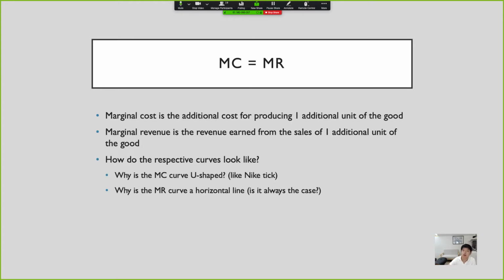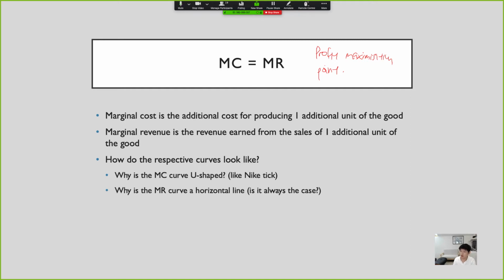Okay, what is the next approach? The next approach is what we call the marginal cost, marginal revenue approach. In econs, we often use this one, we call this the profit maximization point. If we produce where MC is equal to MR, it is the point where we are able to maximize our profits. Before we go on to talk about this profit maximization point, let's first understand the concept of marginal cost and marginal revenue.